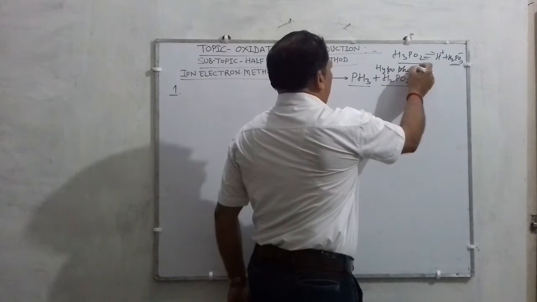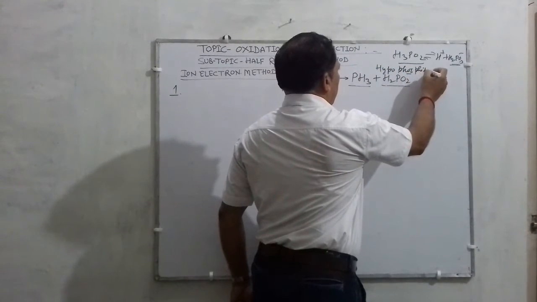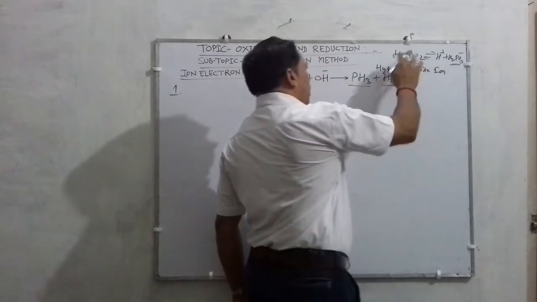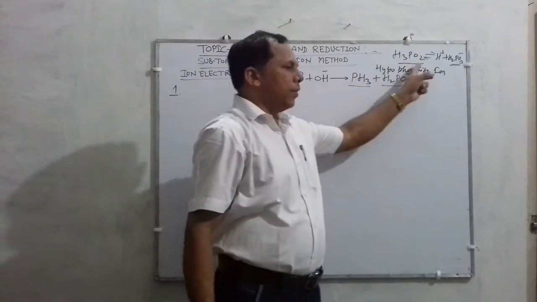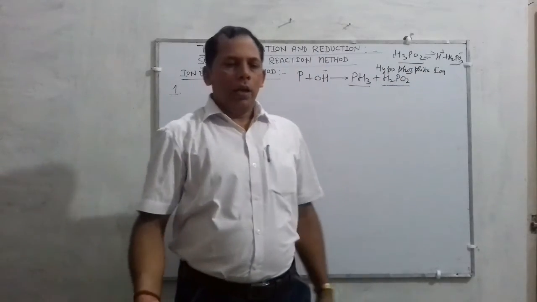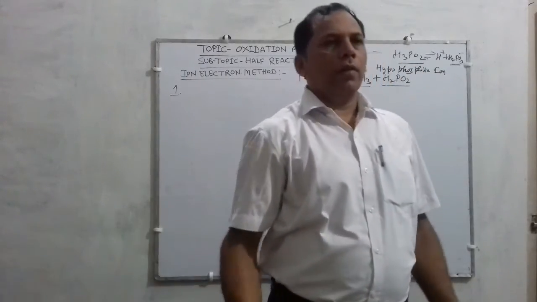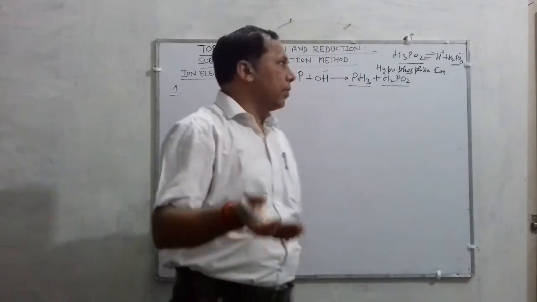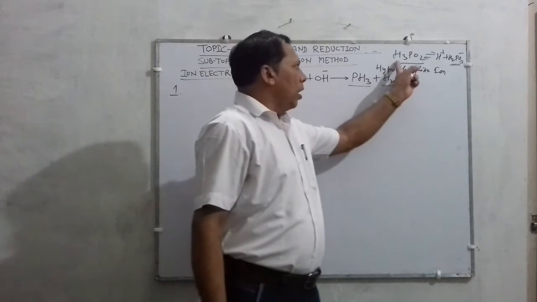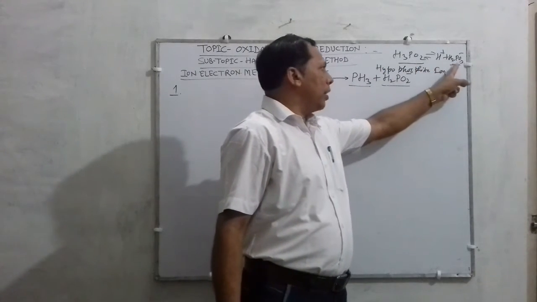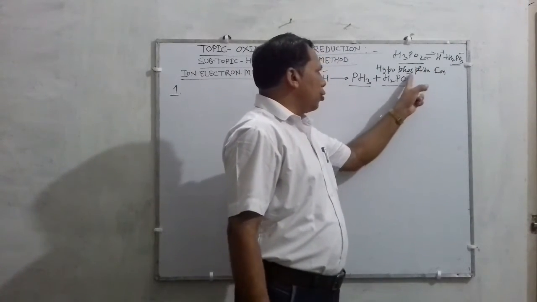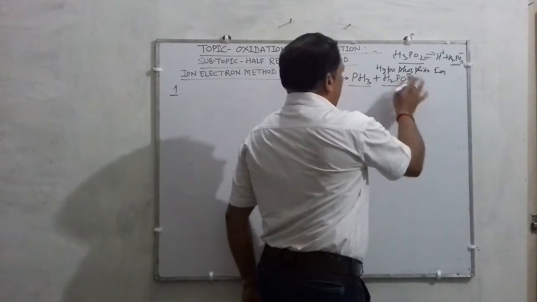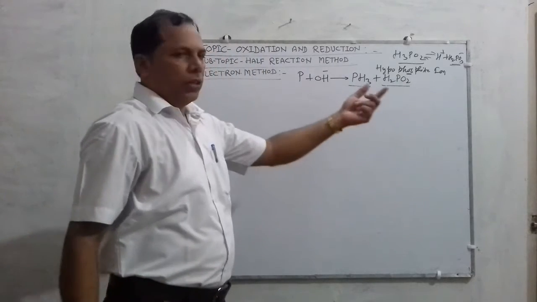You must remember the names of the compounds. The hypophosphite ion is a part of hypophosphorus acid. As you have learned the names of phosphoric acid, pyrophosphoric acid and phosphorus acid, similarly there is hypophosphorus acid. Its anionic part is written here, H2PO2 minus. Must remember the minus, do not leave it out. So suppose this reaction is given.